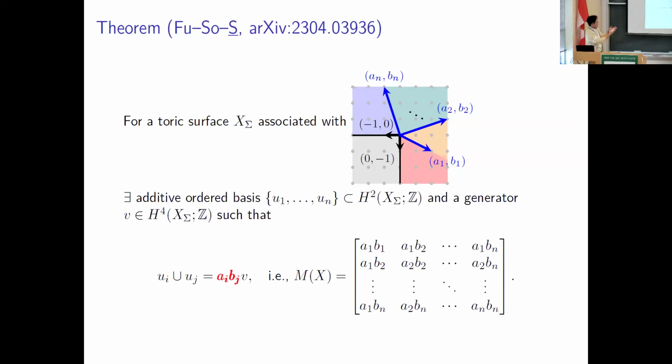So this is the toric surface case. It's commutative, right? The product structure is commutative because of the degree reason. So it's a symmetric matrix, and every diagonal element is nothing but the product of the first and second entry, and the off-diagonal entries are something like A1 times B2, A2, A1 times B3 or something.